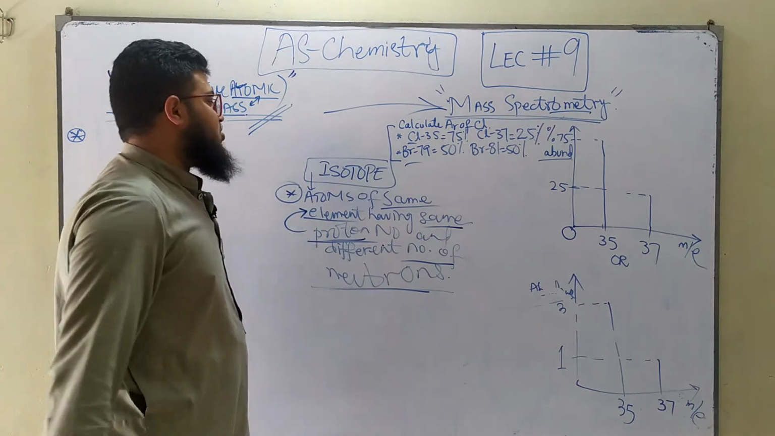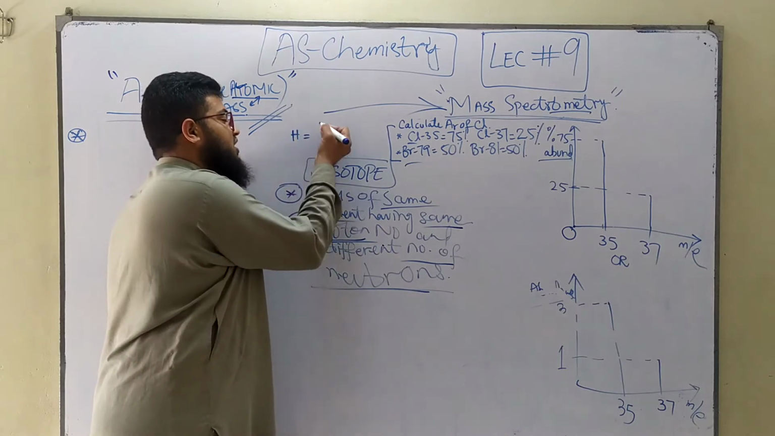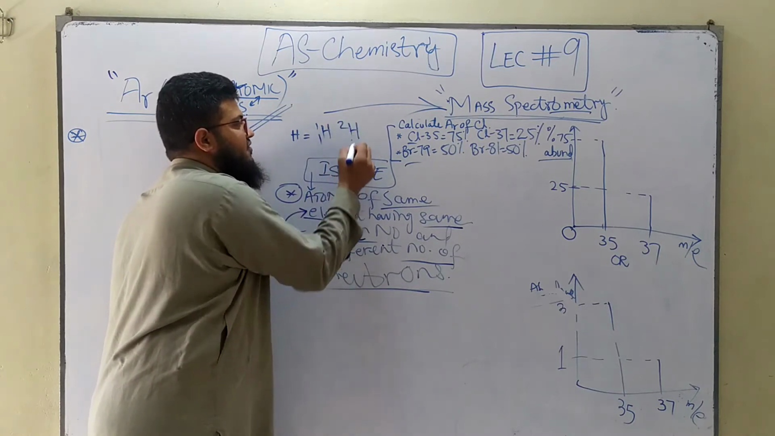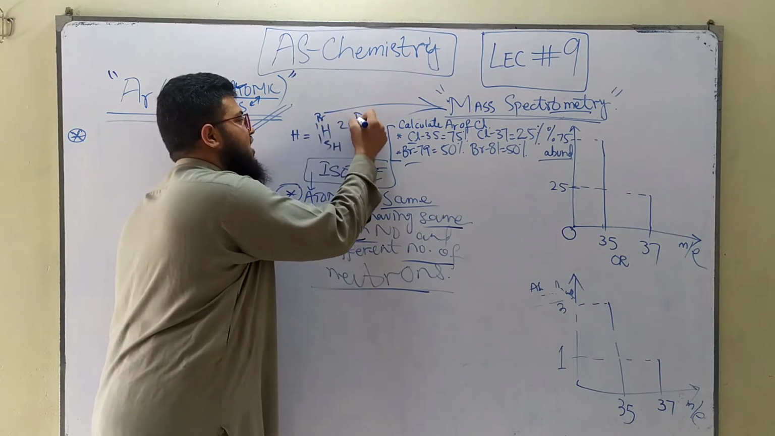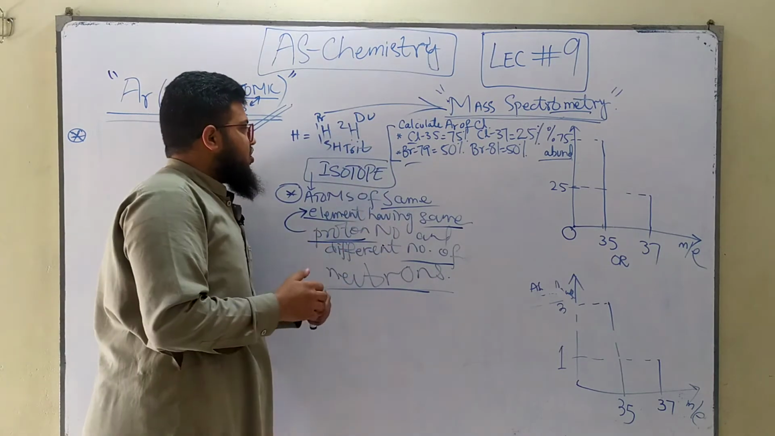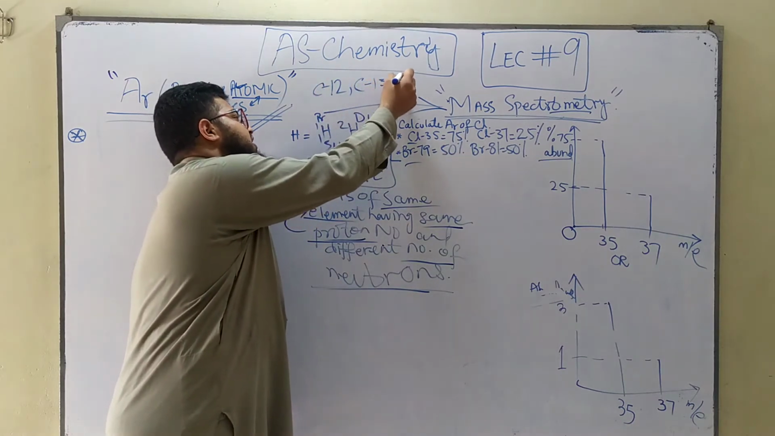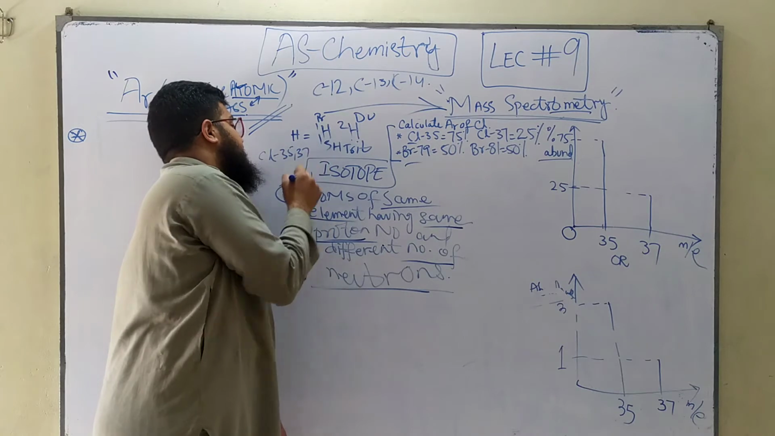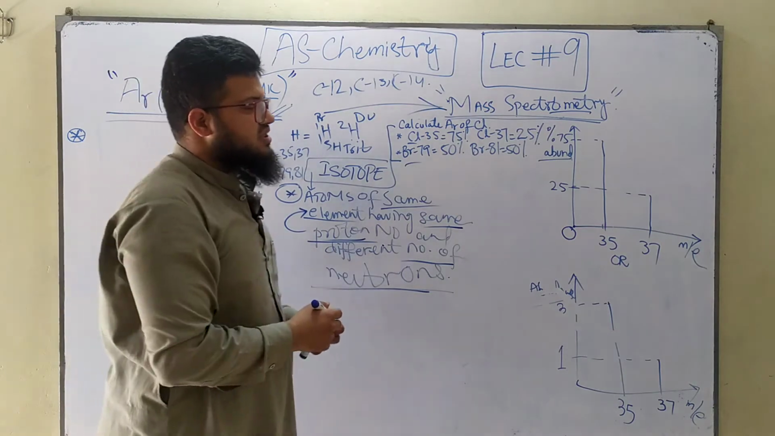Now you can have more than one isotope for a certain element. For instance, hydrogen has 3 isotopes: one with a mass of 1, the normal protium, then one with a mass of 2, then one with a mass of 3. These are called protium, deuterium, and tritium. Similarly, carbon has carbon 12, carbon 13, carbon 14. Chlorine has 35 and 37. Bromine has 79 and 81, and so on. Many other isotopes exist naturally.